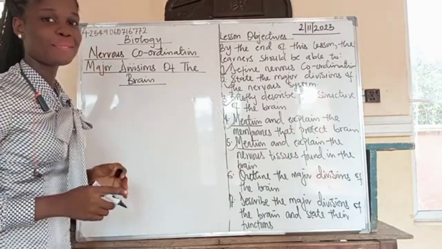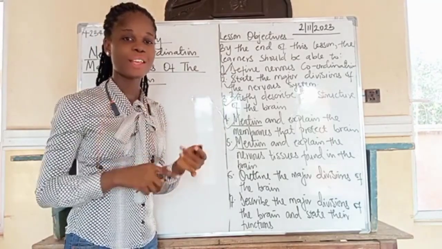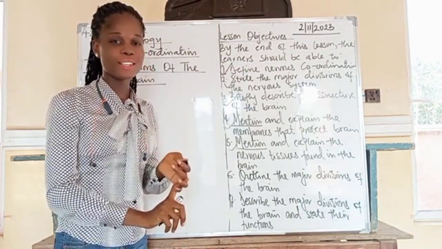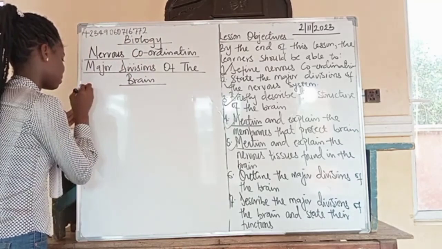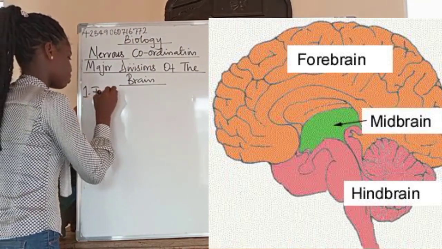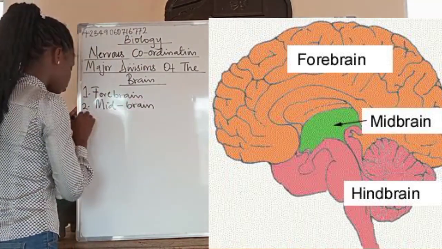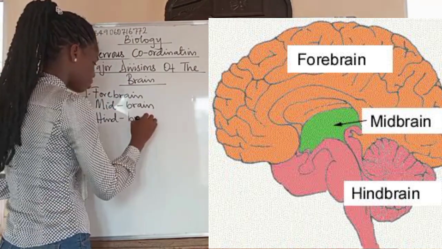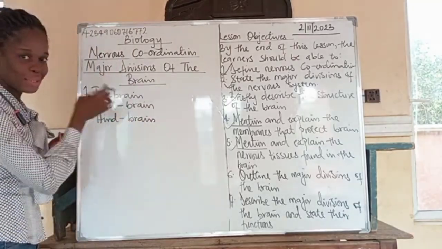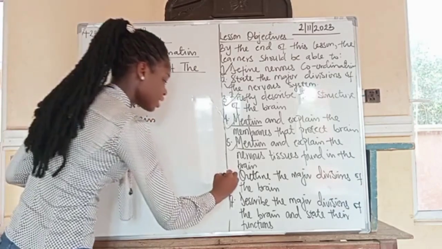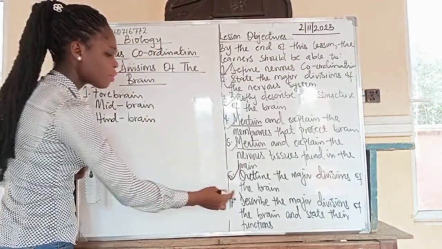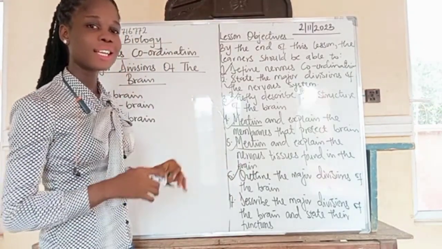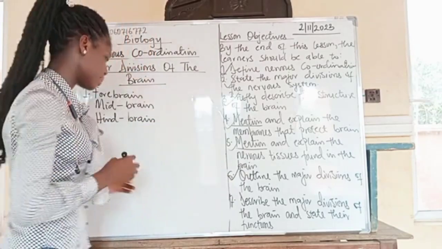The brain is majorly divided into three: the forebrain, the midbrain, and the hindbrain. That is it for the major divisions of the brain. And with this, we've achieved our sixth lesson objective. But before we look at the seventh lesson objective, let us look at the word encephalon.